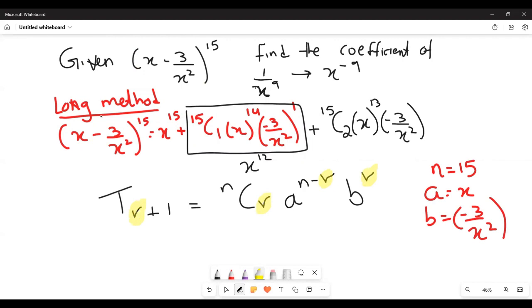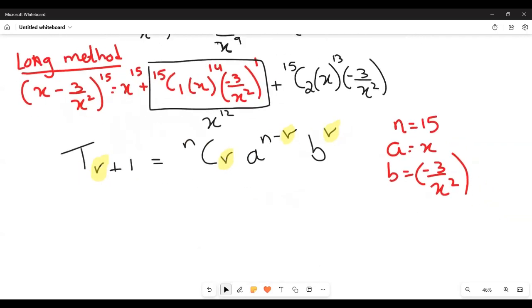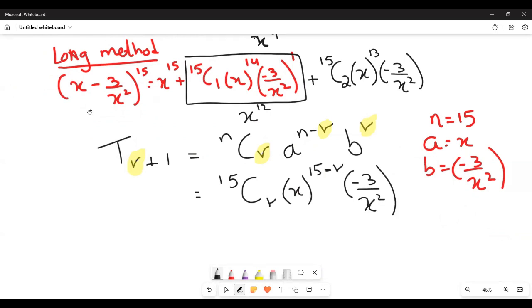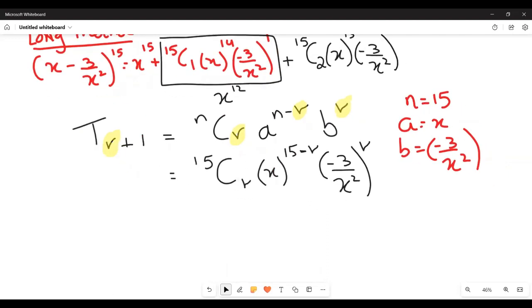We don't know ki kaun si term pe 1 over x9 aayega, jiska hamein coefficient chahiye. So we don't know r. So what we will do, we'll try to find r from here. Achha, ab what do you do here, let's substitute the values first. We have 15C, see we don't know what is r, then we have a which is x, 15 minus r. And then we have b, minus 3 upon x square, and power r, which is still r. Okay, so what we know, we've entered. N pata hai, a pata hai, b pata hai, we've entered that. Achha. Now, we need to find the value of r from here.